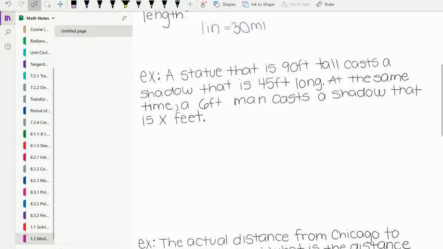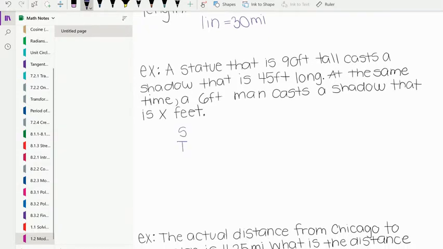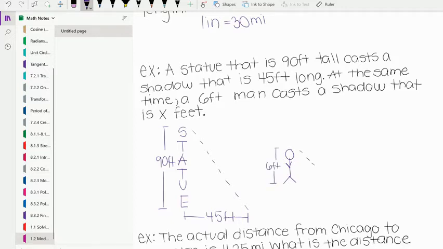I'm going to go ahead and draw a picture of this. I'm just going to write the word statue for our statue, and we know that it is 90 feet tall. Then we also know that it casts a shadow, which is 45 feet. The other piece of information we have is a man, and this is not drawn to scale, that is 6 feet tall, and we want to know, if they are in direct relation with each other, what is the length of the shadow.